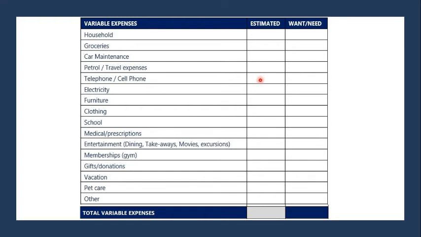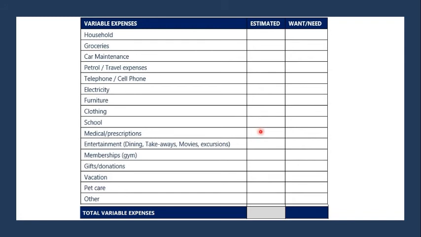Telephone, if you have it in your house installed, otherwise cell phone. Electricity, furniture. Now, hopefully you don't buy furniture every month, but maybe you put money aside. Clothing, this would be cash. School. Now, if you ask me why is school here, it is not your school fees. That would be a fixed expense. School here applies to variable expenses like clothing or stationery or books.